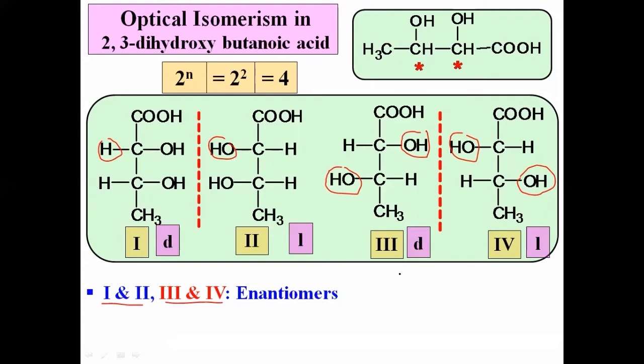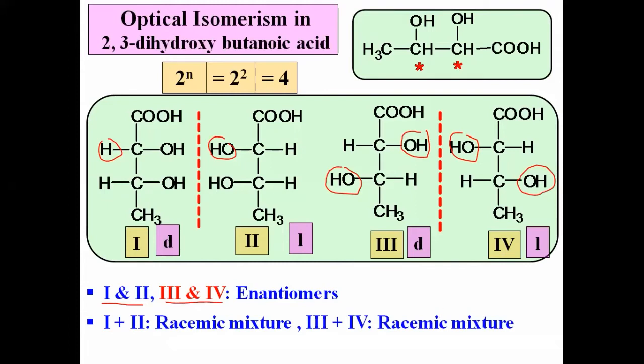Okay, now let us see the relation between first and third. What is the relation between first and third? Are they mirror images of each other? First and third, they are not mirror images of each other, and such stereoisomers which are not mirror images of each other are called diastereomers, and thus first and third are called diastereomers.